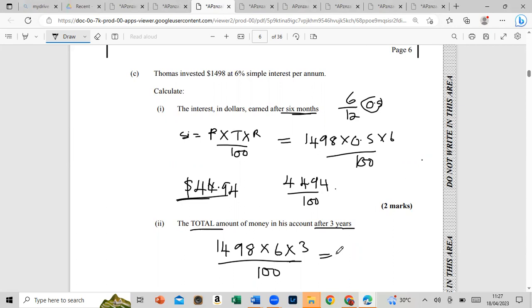So that's 26,964. Remember, we still have to divide by 100, though. So basically, from this, you would have made a profit of 269.64. But then you have to add that to the 1498.